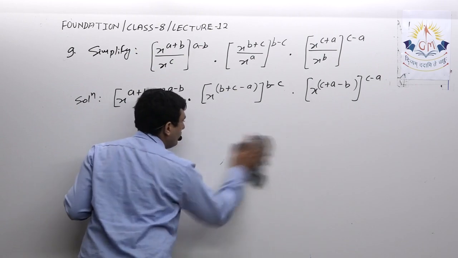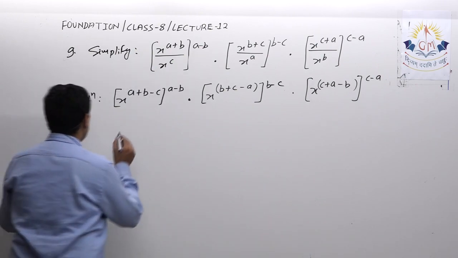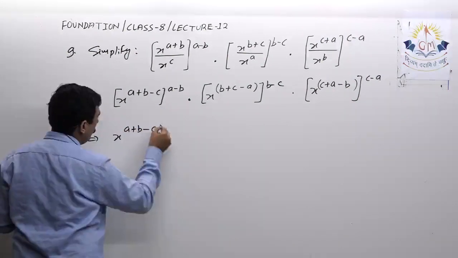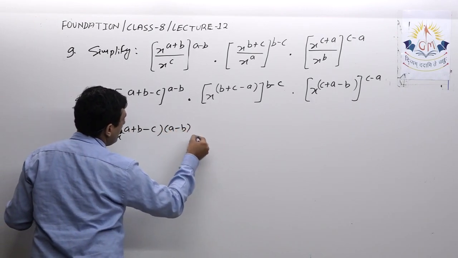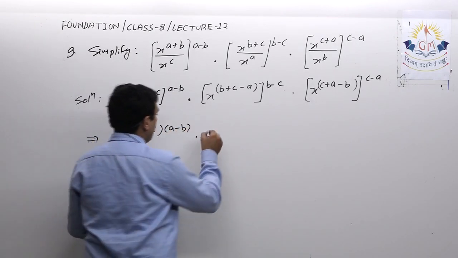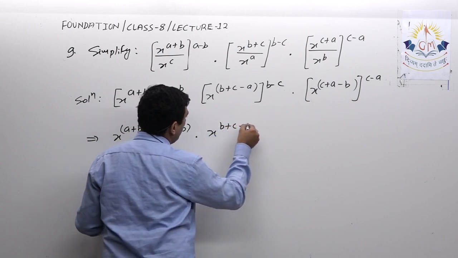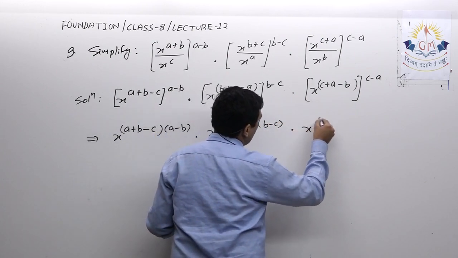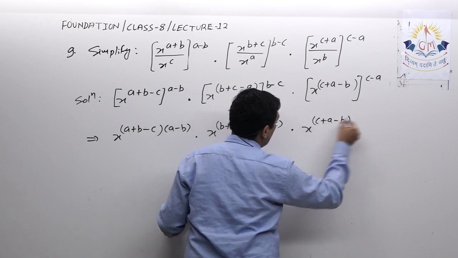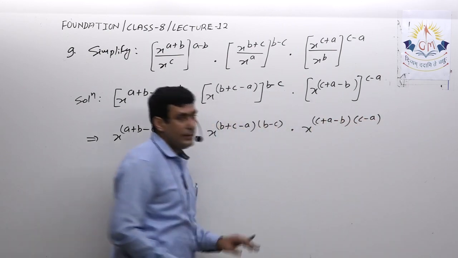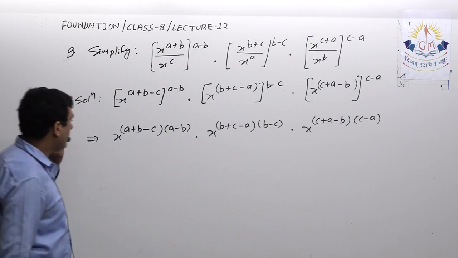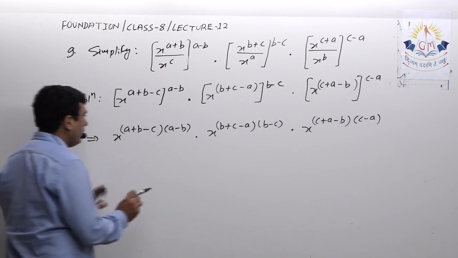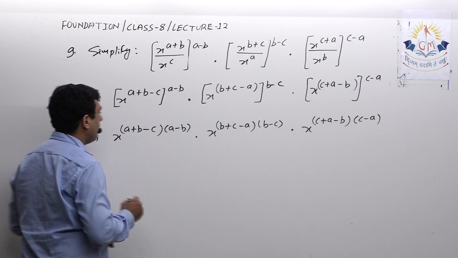So now next thing that I have to multiply these terms. So the next step, it is x raised to a plus b minus c into a minus b, then x raised to b plus c minus a into b minus c, then x raised to c plus a minus b into c minus a. Now here there isn't any identity that we can apply. So here actually what we have to do, we have to multiply term to term, but still we can use a small trick which can save our time.